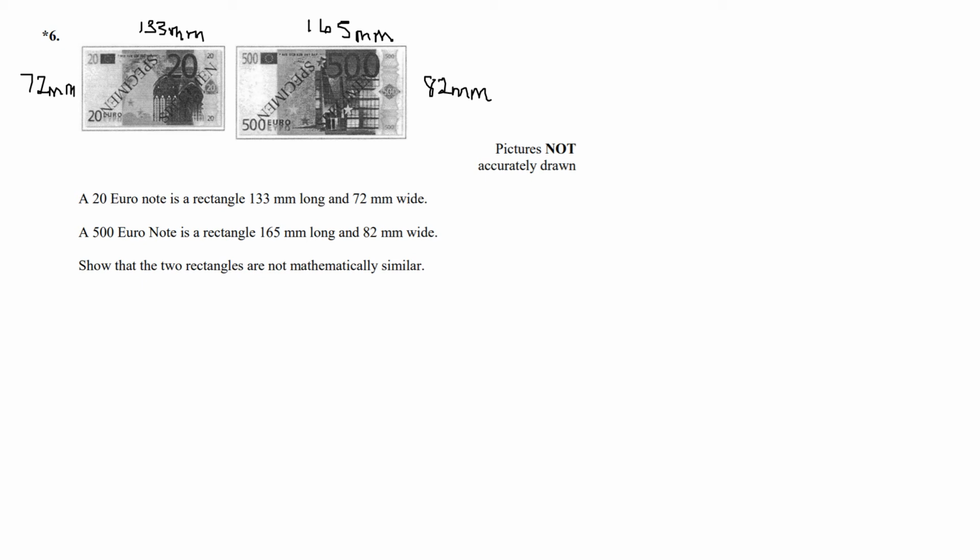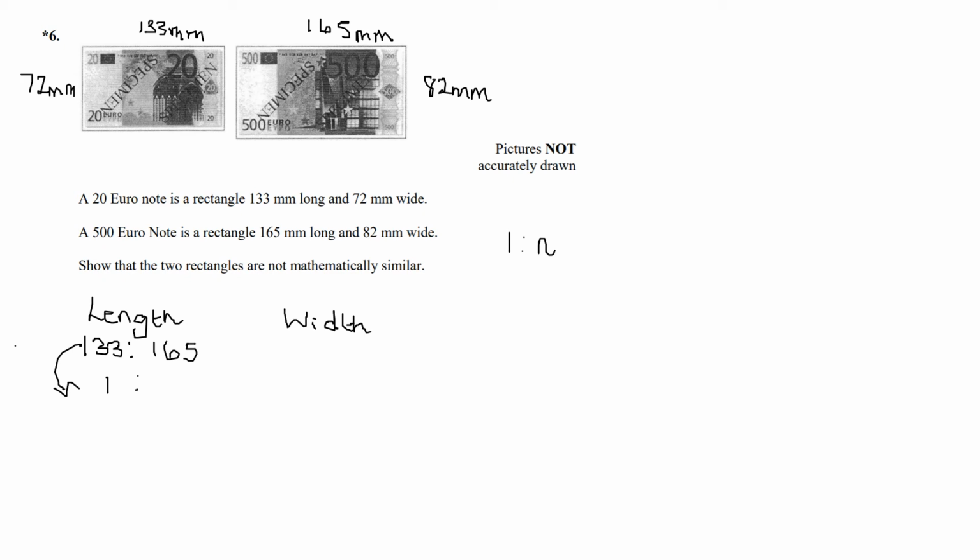So let's do exactly what we did in the last question. We're going to compare the length and the width by using ratios, but this time we're going to put them into the form 1 to n. So if I start off with my lengths, I'm going to have 133 to 165, and I'm going to turn that into the ratio in the form 1 to n. So the first part of the ratio will be 1, and I need to determine the second part, which is going to be a number n.